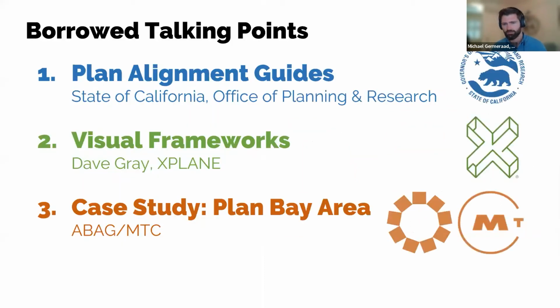The presentation is organized into 3 bite-sized pieces. I'll touch on some work from OPR on plan alignment guides. I'll then pivot to a quick highlight on visual frameworks you can use in your work. And then I'll finish with a quick case study of an integrative strategy from Plan Bay Area 2050.